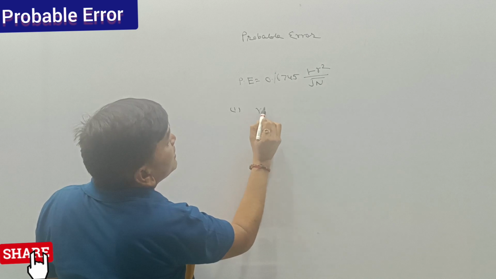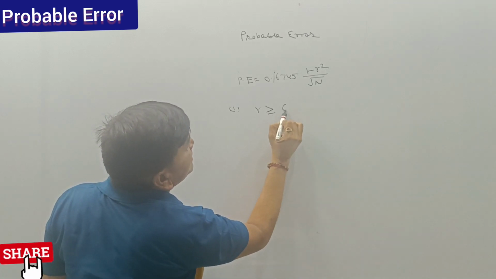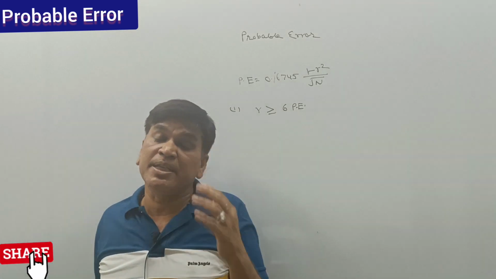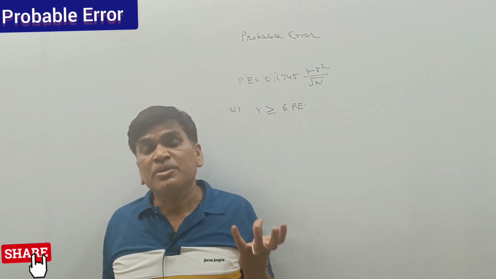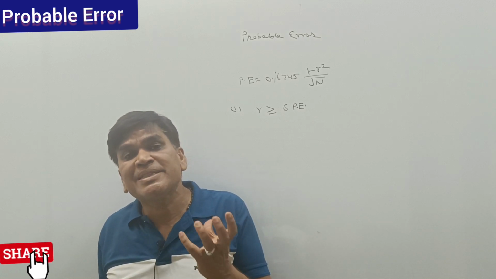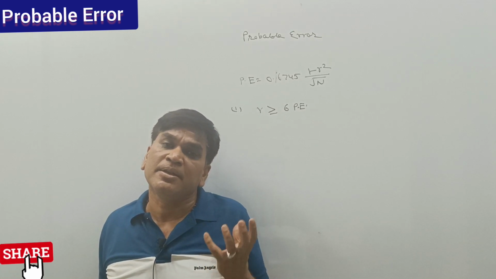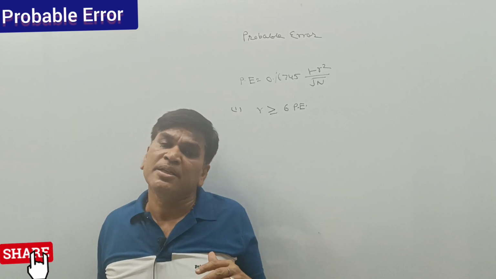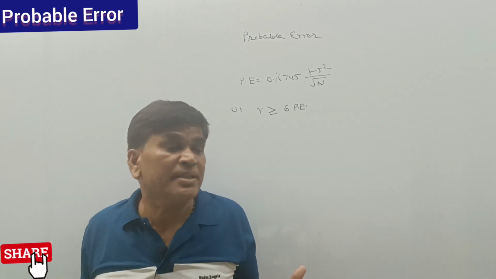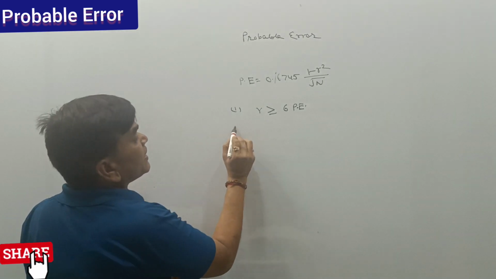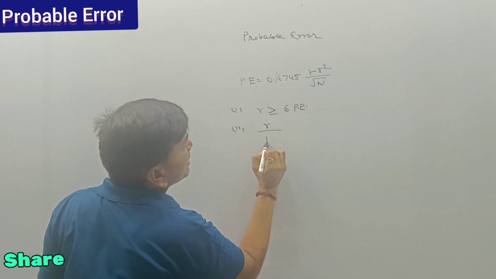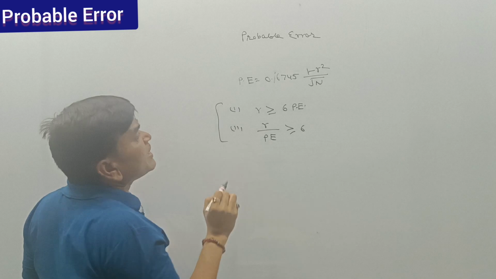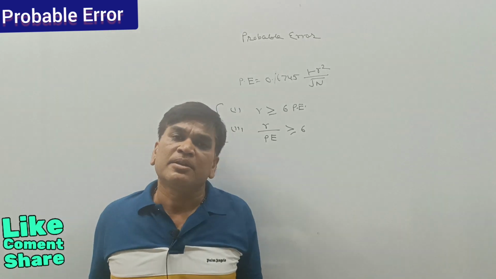For significance, R should be greater than or equal to 6 PE. It means that whatever probable error we calculated, the value of R should be more than 6 times the probable error. Then we will say our correlation is significant. Otherwise, we will say our correlation is not significant. We can also write this as R divided by PE should be greater than or equal to 6. So that is the significance test of the correlation.